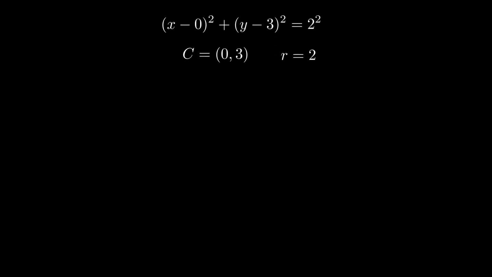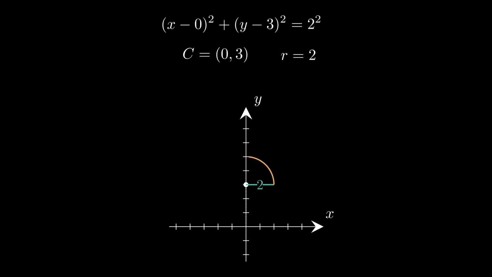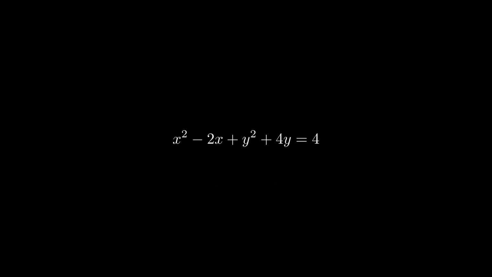Plot the center at 0, 3. Plot the radius of 2 units. And then connect all the points that are exactly 2 units away from the center. Easy.